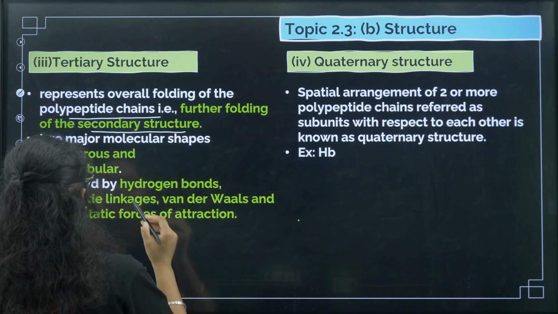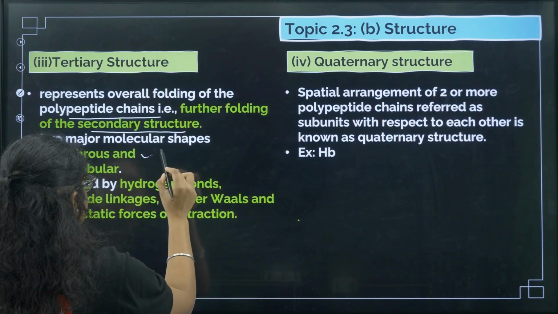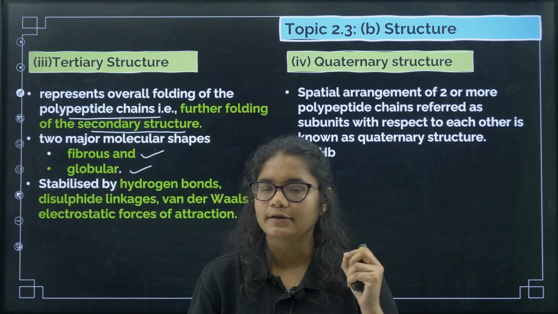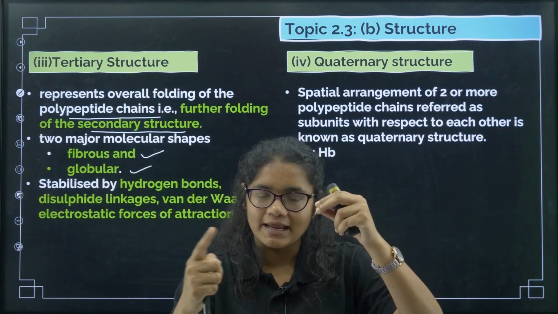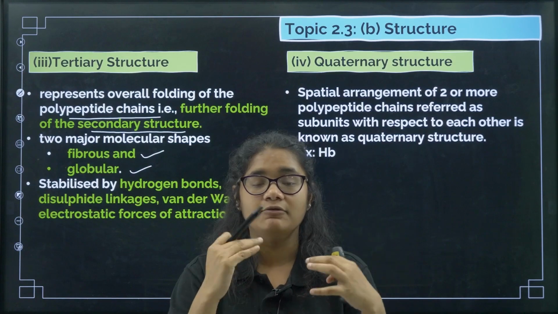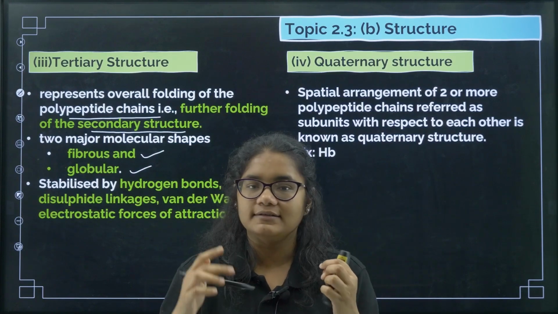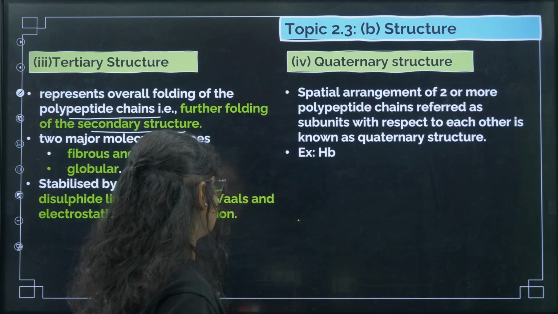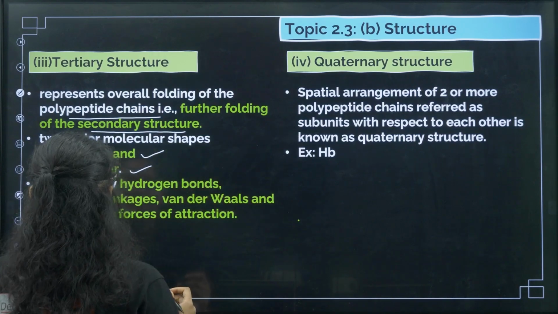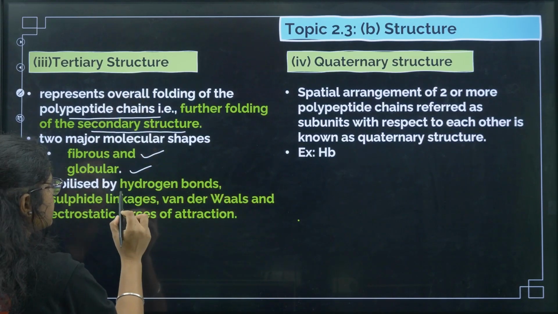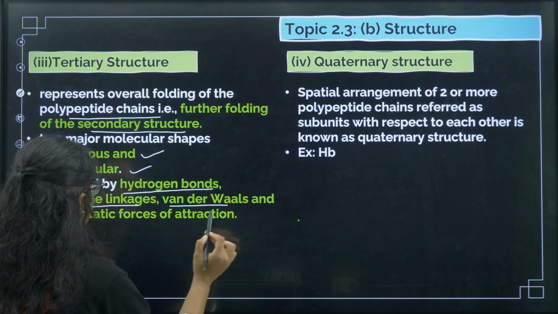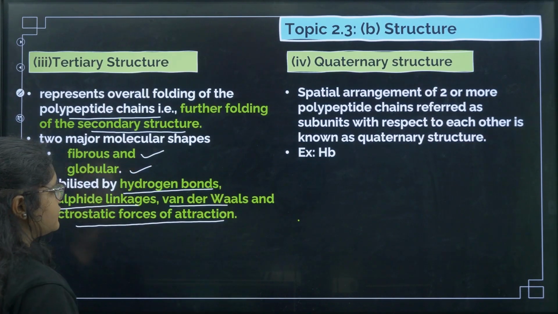Next, the tertiary structure exists in two different molecular shapes which we have already discussed, fibrous and globular. So that alpha helix will coil around and form globular proteins, and the beta pleated sheets form fibrous proteins. Next, you can see these tertiary structures are stabilized by hydrogen bonds, disulfide linkages, van der Waals forces and electrostatic force of attraction.